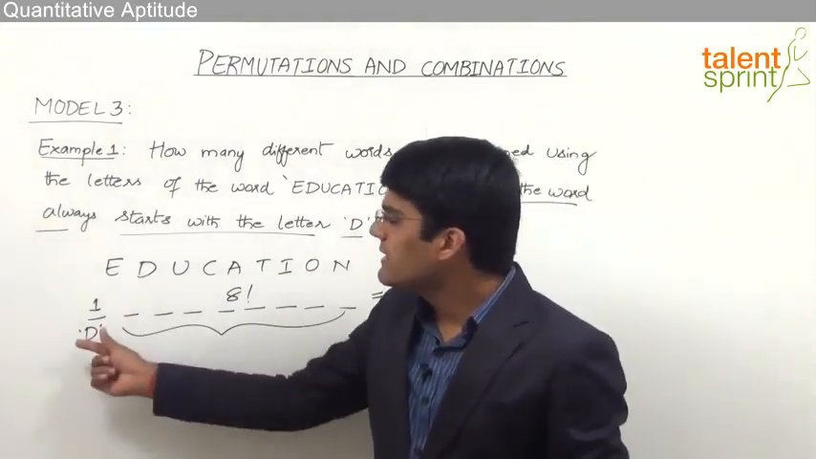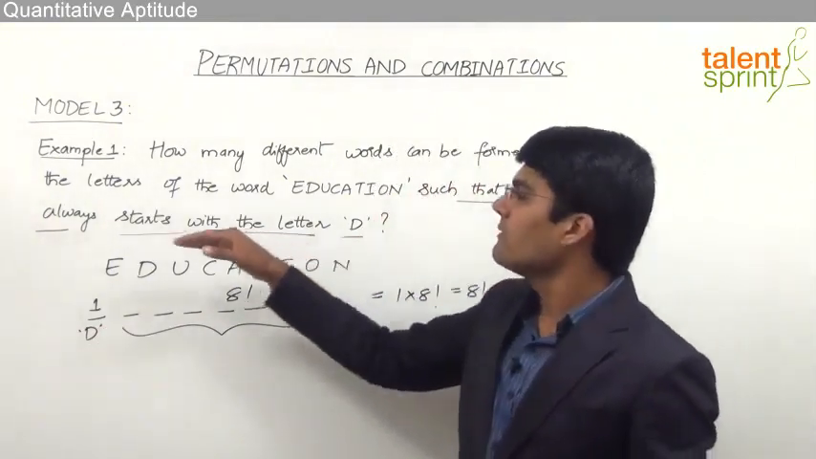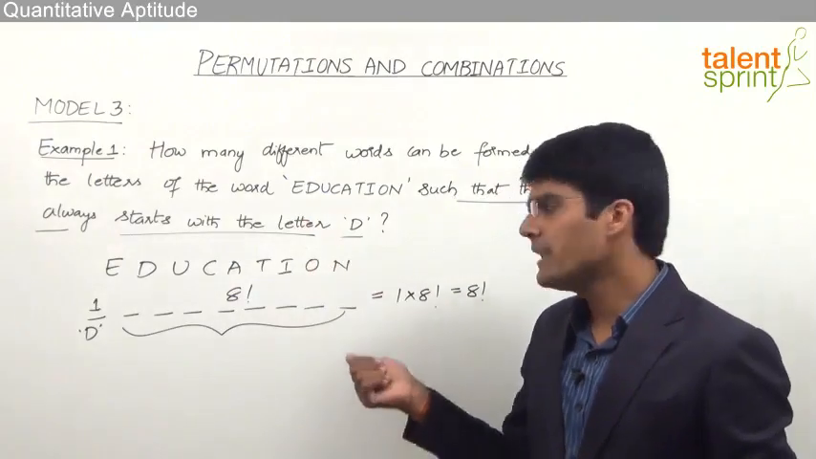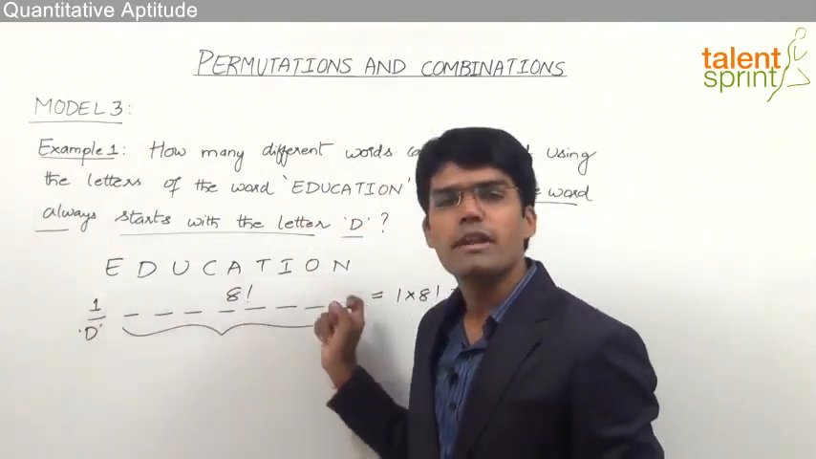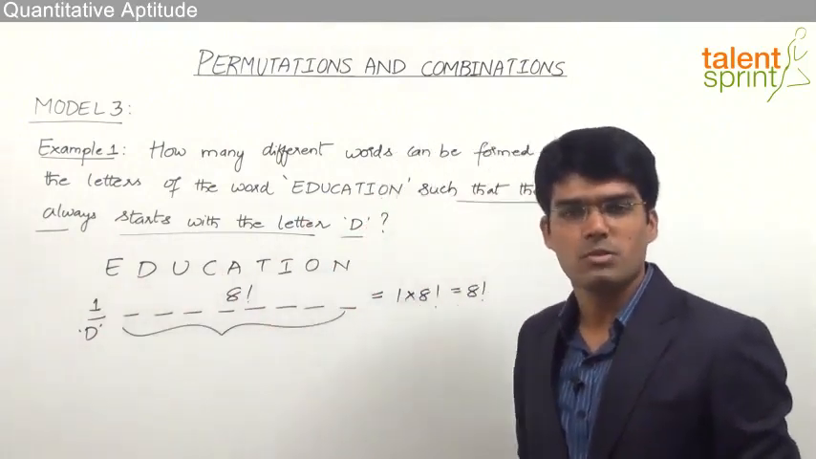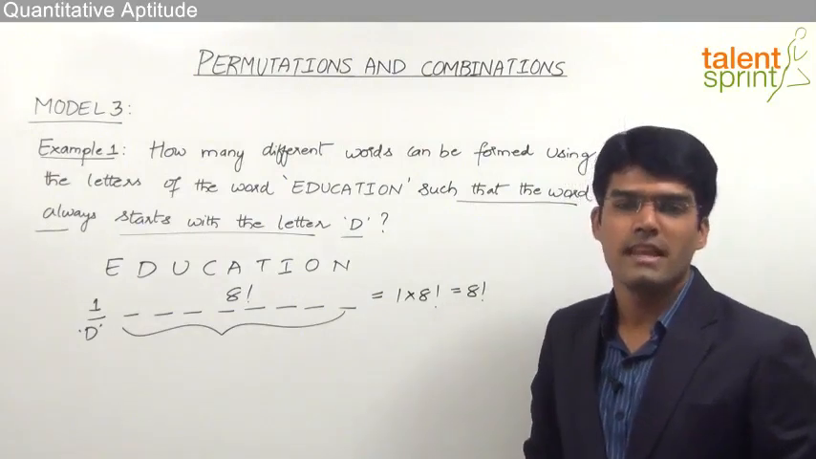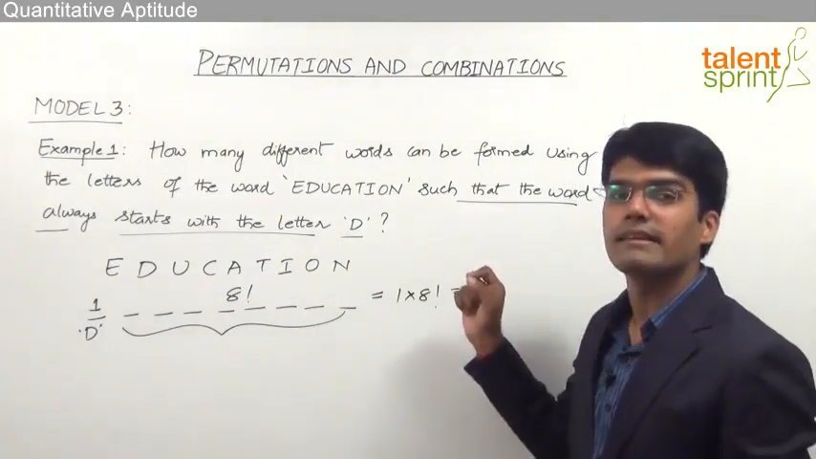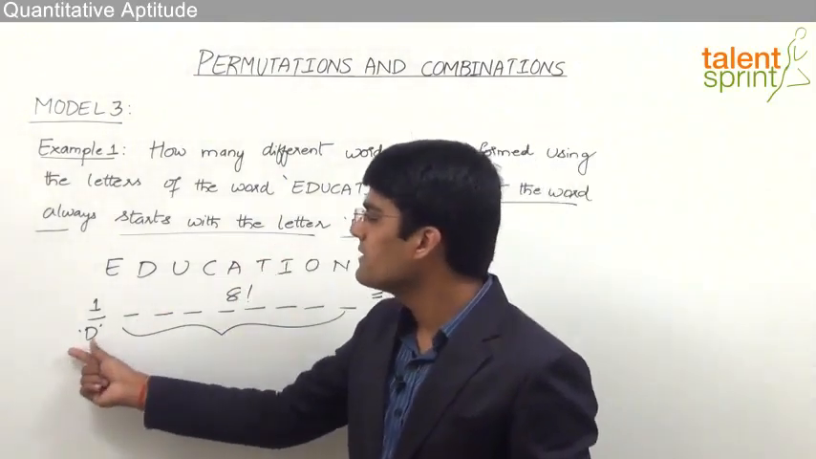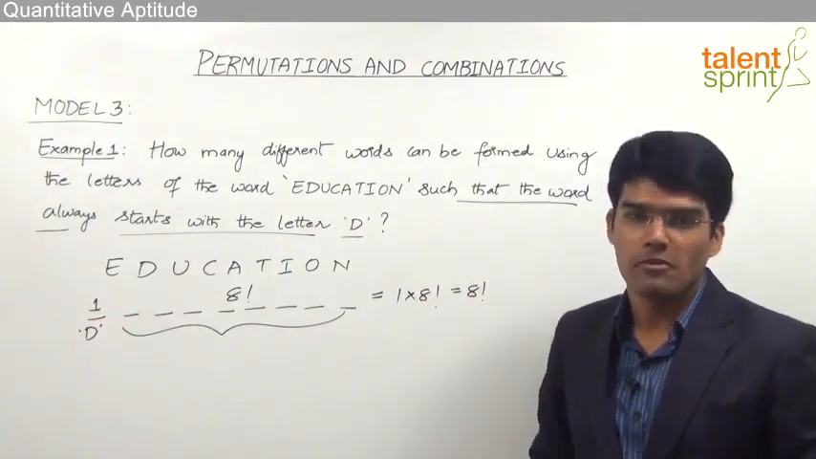Likewise, it can be any other letter in place of D. For example, let's say the condition says the word always starts with the letter U. Again, in that case, the answer will be 1 into 8 factorial. The only point is, instead of D, we will be taking U in the first position. So that doesn't make any difference in the number of words formed. Answer still remains 8 factorial. So whatever be the particular letter, if it has to occupy the first position, that can be done only in one way. Remaining 8 positions can be filled in 8 factorial ways.